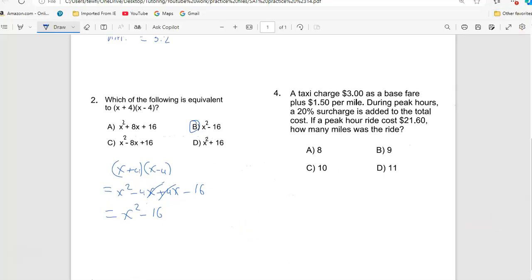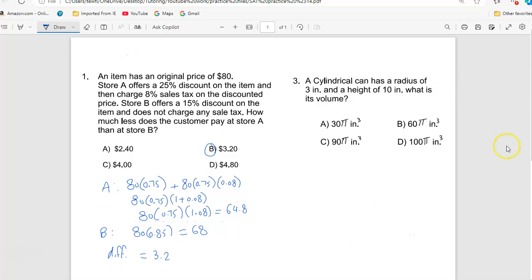For number 3, a cylindrical can like a soda can has a radius of 3 inches and a height of 10 inches. What is its volume? We'll look over the one.